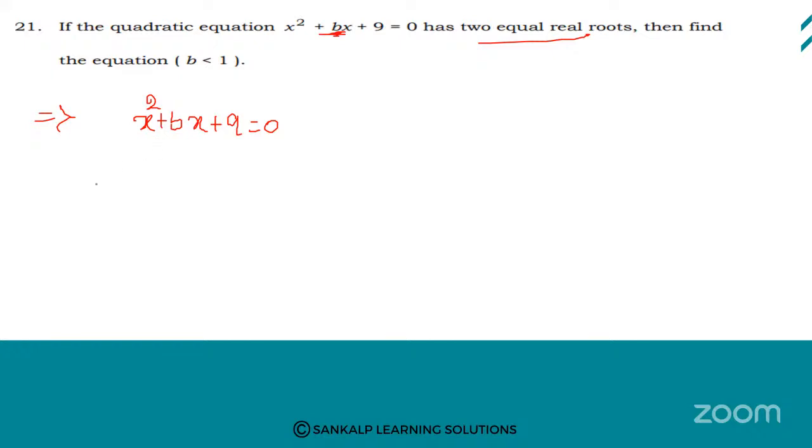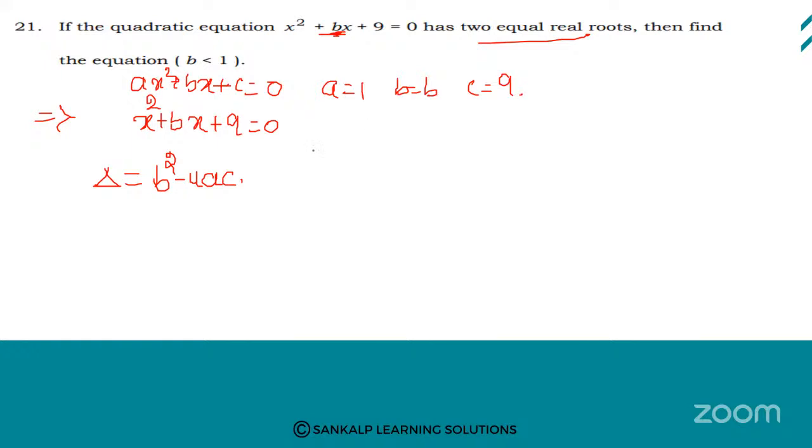Now, discriminant delta is equal to, we know the formula, that is b square minus 4ac. Here, this is in the form of ax square plus bx plus c equal to 0. The value of a is 1 and b is b and c value is 9 here, right? Now substitute the value of a, b, c into the formula. b square minus 4 into a is 1 and c is 9, right? So b square minus 4 into 9, 4 nines are 36. So transfer this minus 36 to this side. That is b square is equal to 36 you will get.